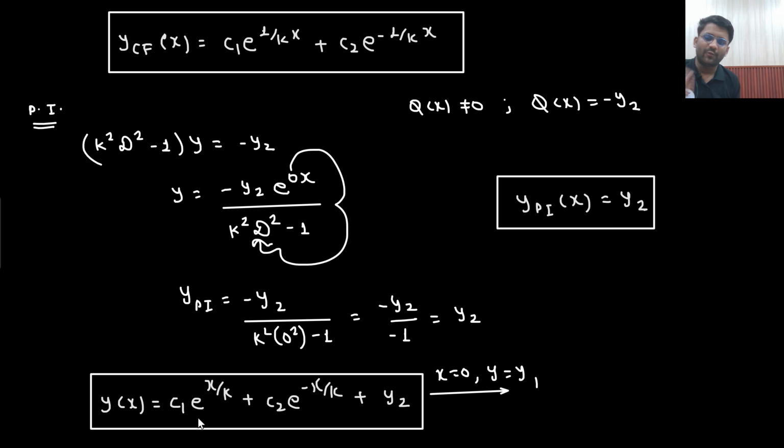So C1 plus C2 plus y2. If you put x equals 0 here, this becomes C1 plus C2 plus y2 equals y1. So from here, what are you getting? C1 plus C2 is coming out to be y1 minus y2. This is the first equation that you are getting.